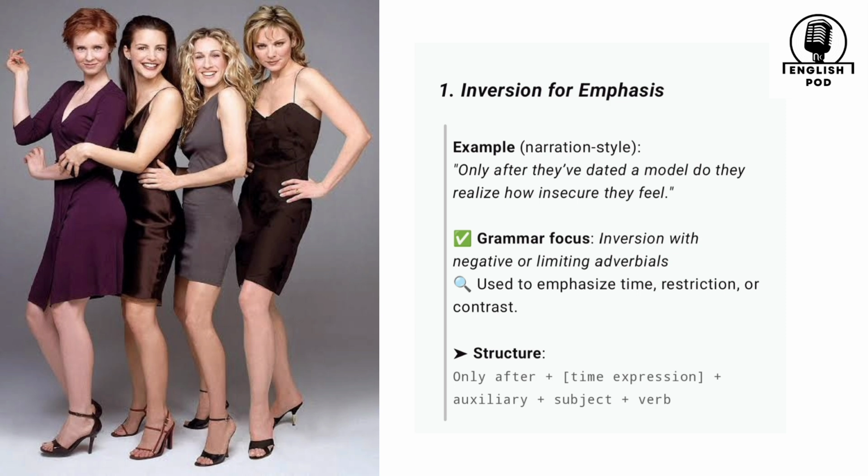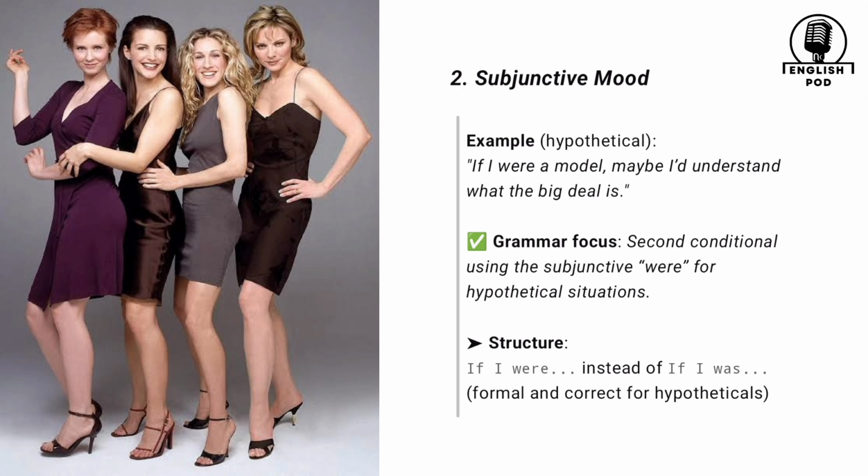Interesting. Okay, next. The subjunctive mood. Sounds a bit formal, maybe. How does it pop up here? Yeah, the subjunctive can feel a little old school sometimes, but it's crucial for hypotheticals, things contrary to fact. Like the example, if I were a model, maybe I'd understand. Using were instead of was, that's the subjunctive. Right, if I were. It signals loud and clear, I'm not a model, this is just imagination. It adds a layer of maybe distance or pure speculation that if I was doesn't quite capture. Okay, it marks it as definitely hypothetical.